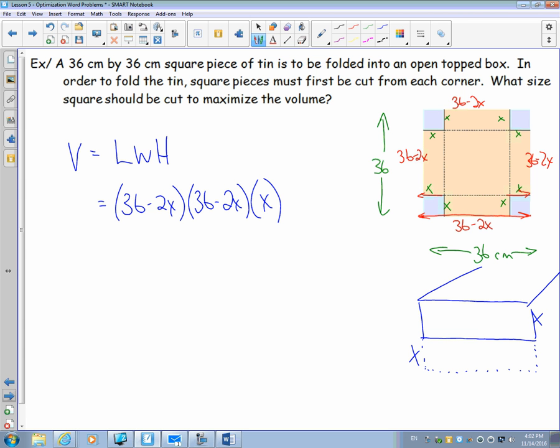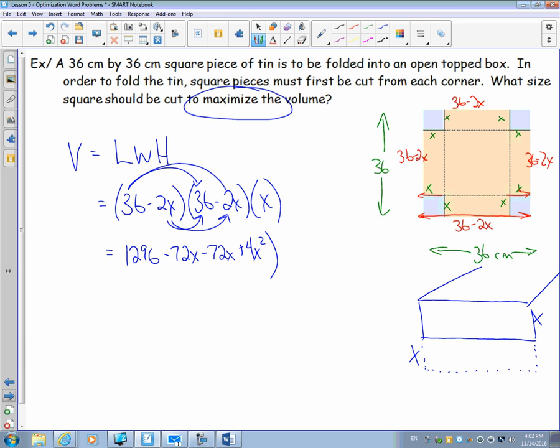Okay, now I want to maximize my volume. Good news this time, I've only got one variable, but it's a pretty messy equation. So let's simplify this before we try to optimize it. Let's expand our brackets. Let's do some FOIL. 36 times 36, 1296. 36 times 2x, 36 times 2x, 2x times 2x. And don't forget, all of this needs to multiply with x afterwards. Okay, so I'm going to do both at the same time. I'm going to collect it, multiply it, and actually put it in the right order.